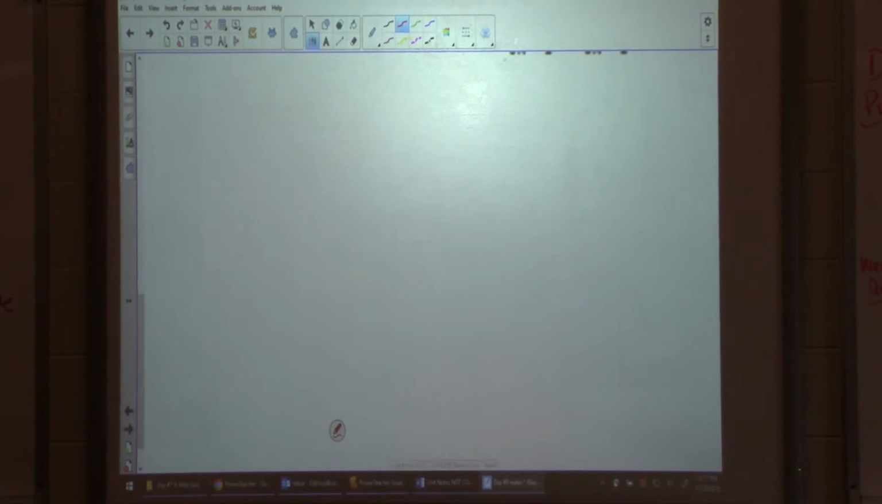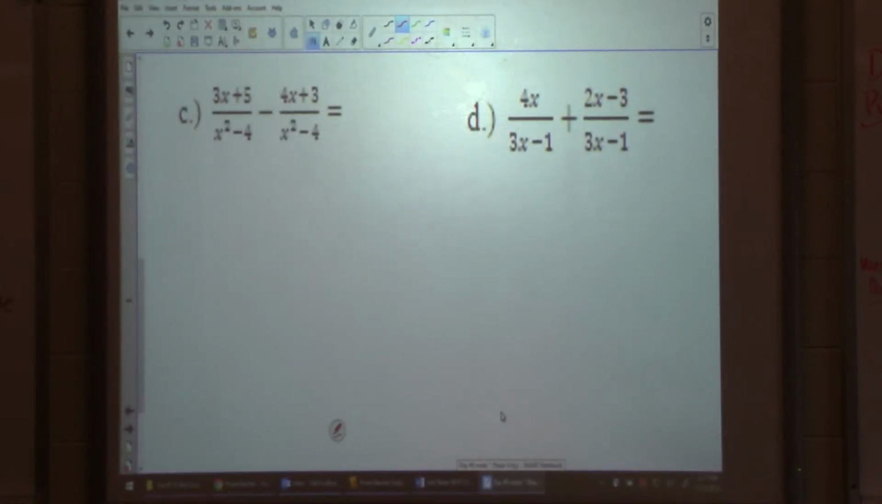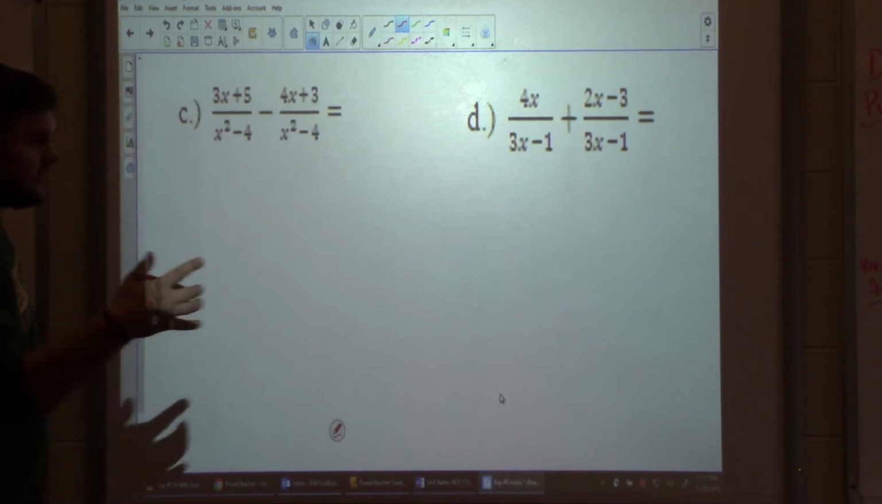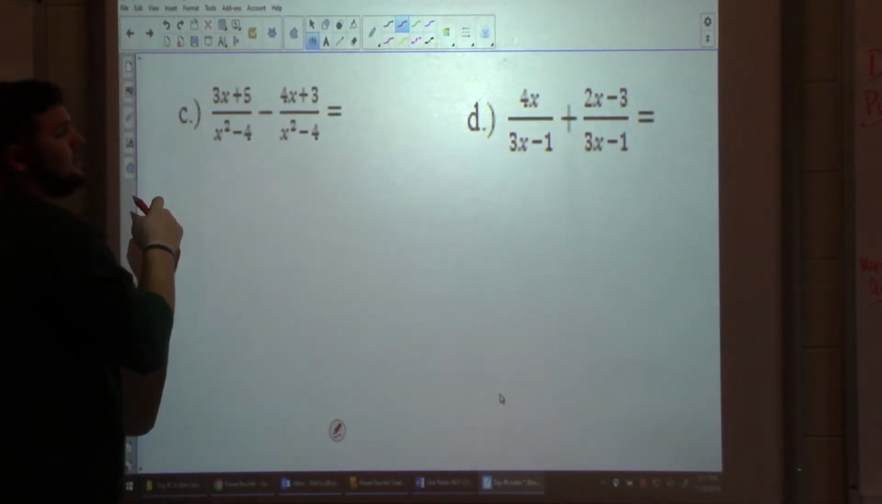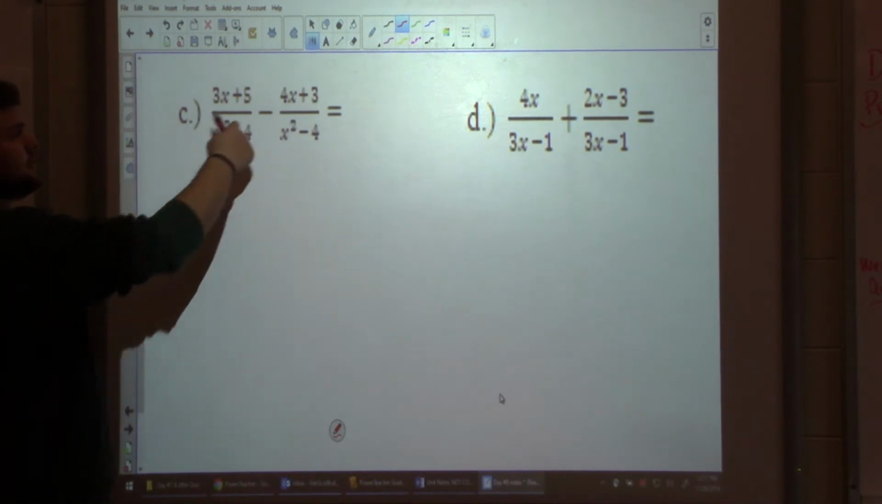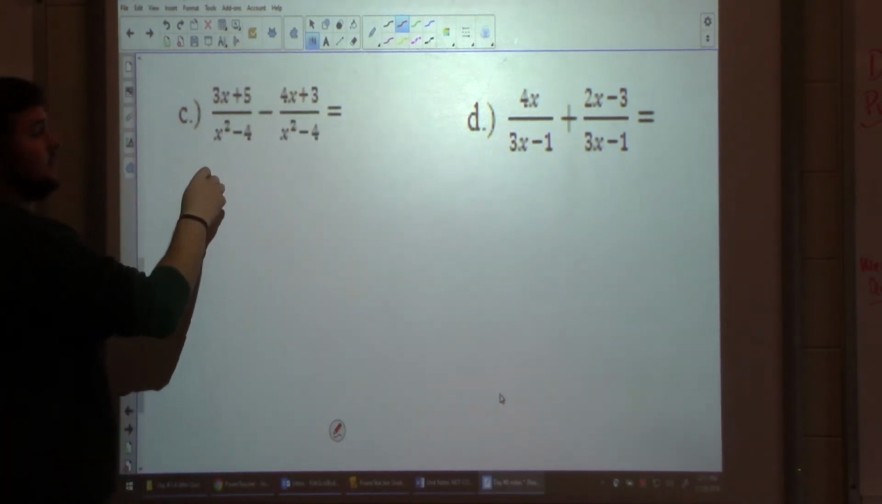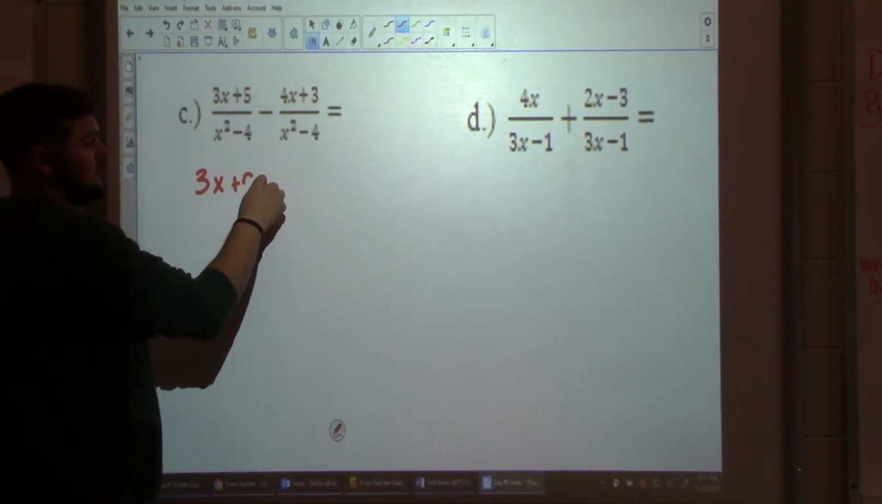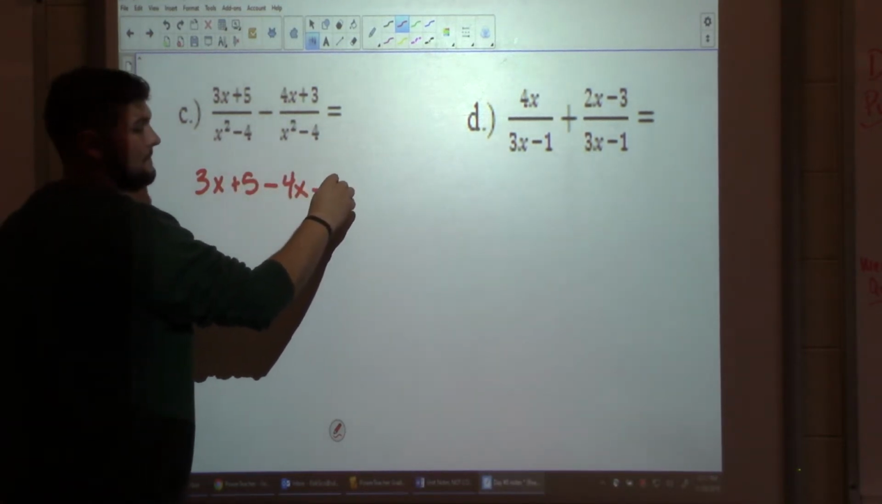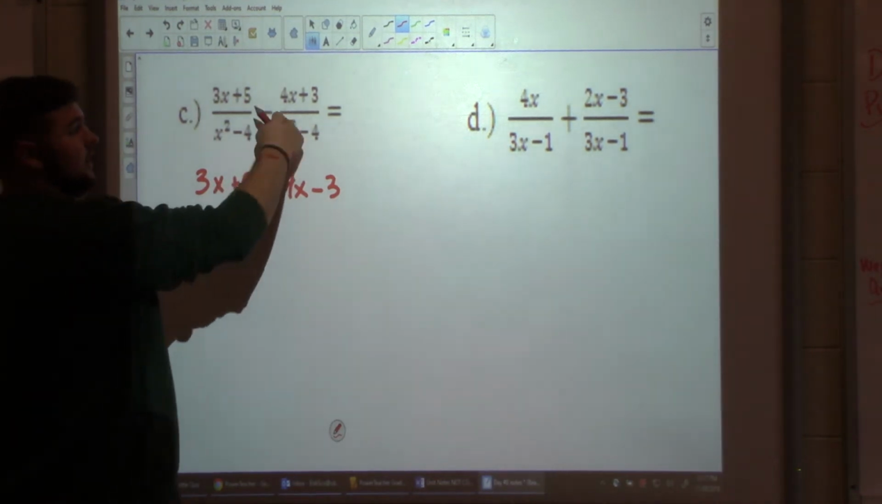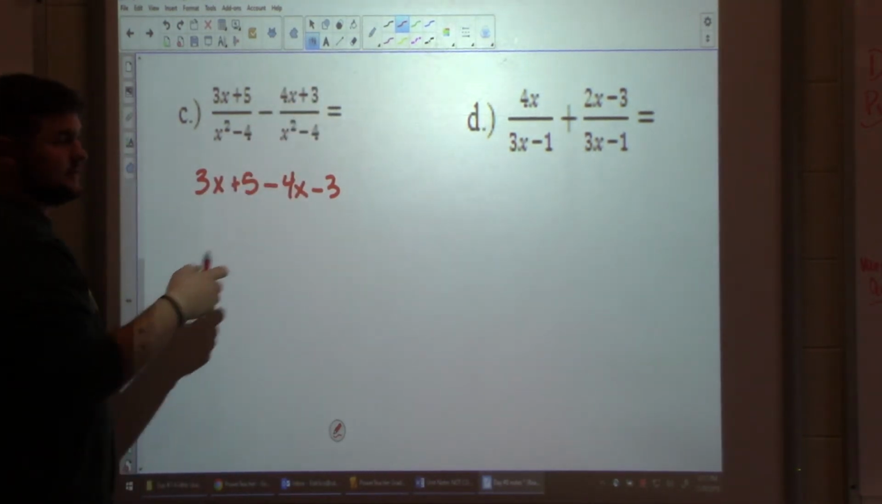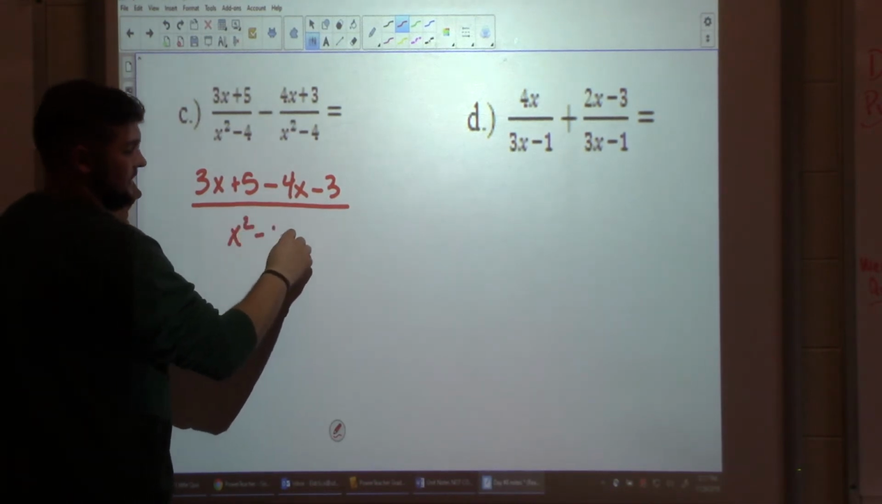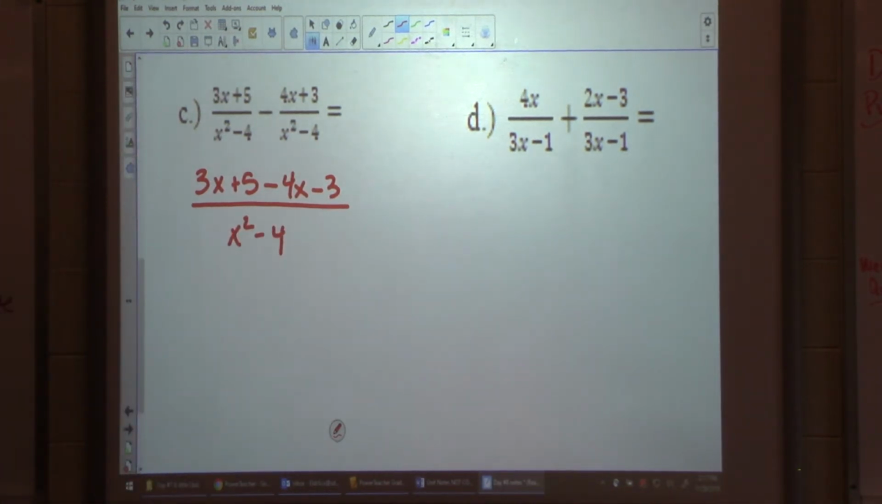C here. 3x plus 5 over x squared minus 4 minus 4x plus 3 over x squared minus 4. Do I have common denominators? Yes, so I can do my subtraction right away. Now when I do this, this subtraction distributes to both of these pieces, guys. So really it becomes 3x plus 5 minus 4x minus 3, right? I'm subtracting 4x and I'm subtracting 3, all over x squared minus 4. That subtraction is distributed to both of those pieces in the fraction. Okay?